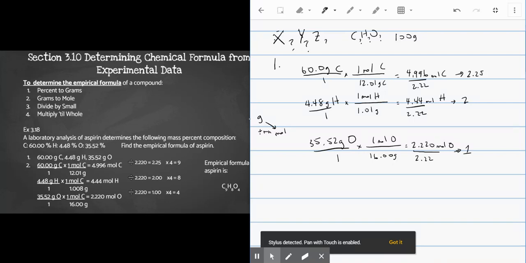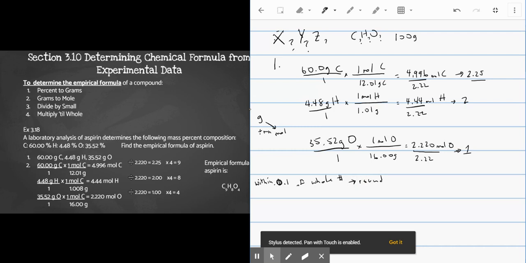Now, this is the complicated part. This cannot be rounded to 2. It's pretty close to 2, but this 0.25 is significant in this example. So what we're going to do is, if the numbers that we get here are within 0.1 of a whole number, then you're going to round it to that whole number.